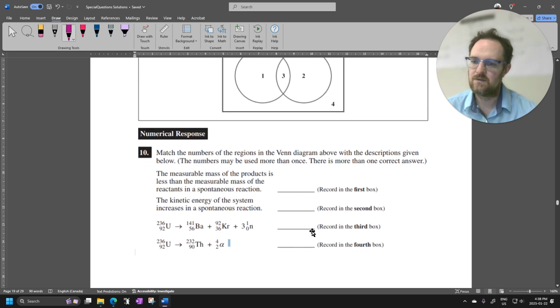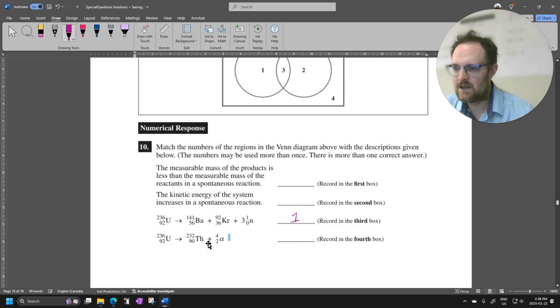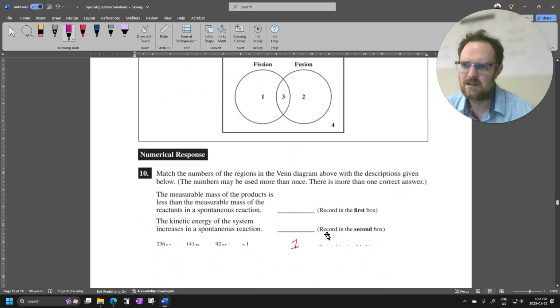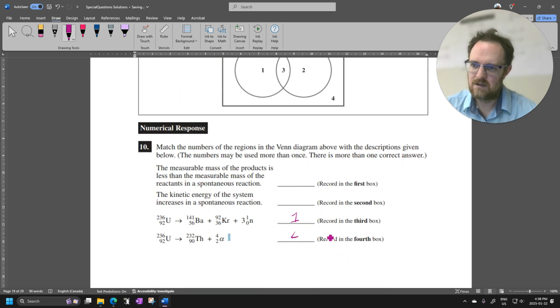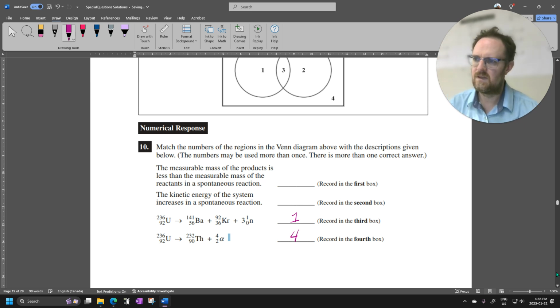So fission is 1. This one down here is an alpha decay. That's not fission or fusion. That's just its own thing. It's radiation, so you don't classify it that way. So that's 4. That's obvious. Now, these, the response, like what? Yeah, it's a tricky one.